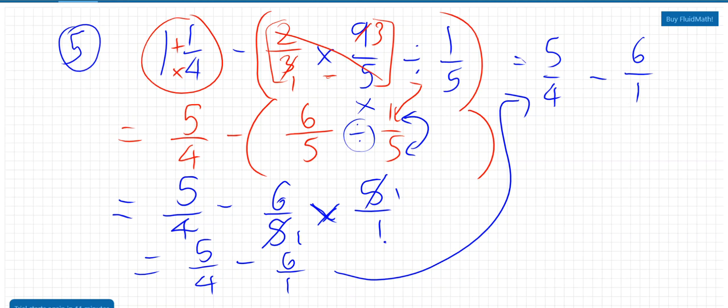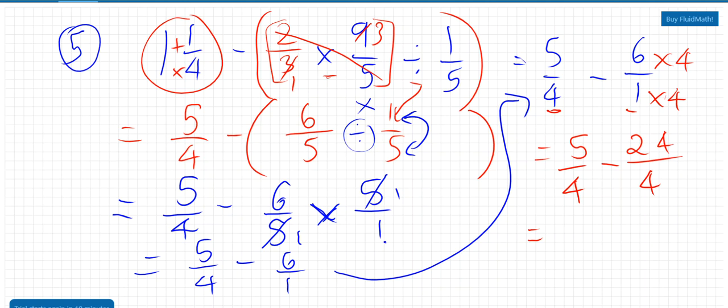Now, when subtracting fractions, we have to have the same denominator. I've got a 4 here and a 1. I know I can turn my 1 into a 4 just by multiplying it by 4. So I now have 5 over 4, take away 6 times 4 is 24, divided by 1 times 4 is 4.